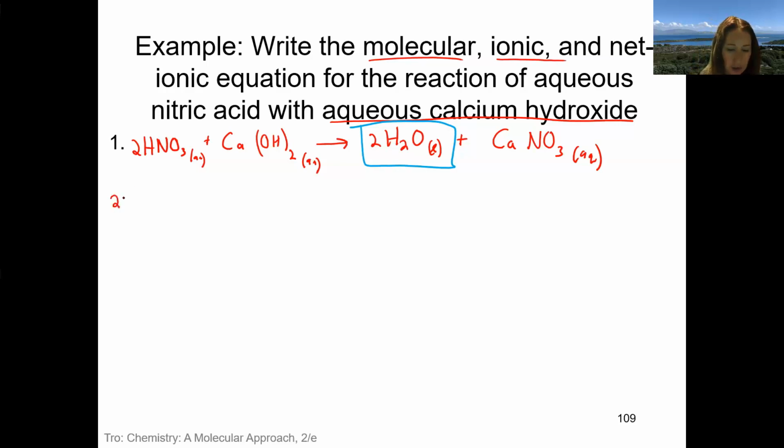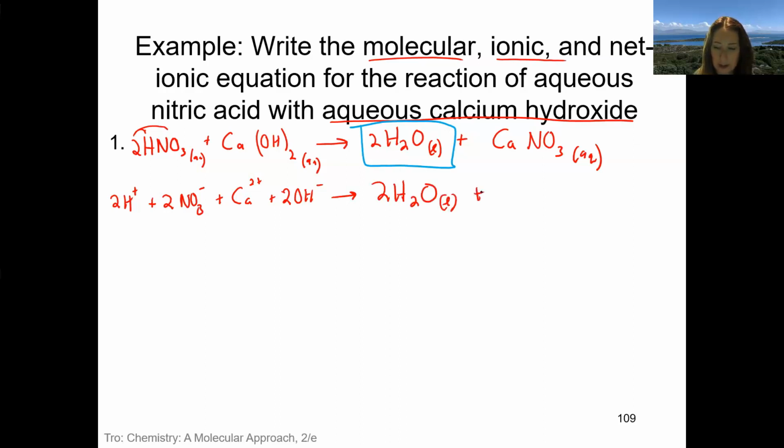So this becomes 2 H pluses plus 2 NO3 minuses, plus Ca 2 plus, 2 OH minuses. Those 2, don't break apart the box, plus Ca 2 plus, 2 NO3 minuses, right? This is our molecular equation. This is our complete ionic. And the next step we do is we cross off everything that's exactly the same on both sides.